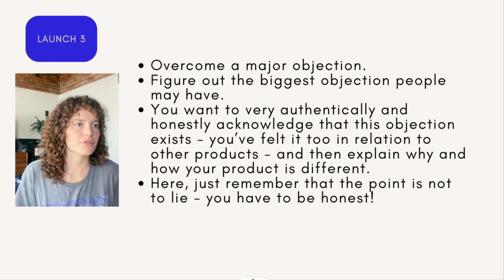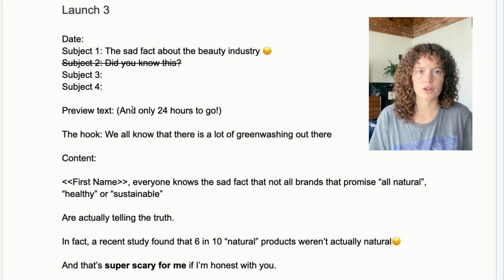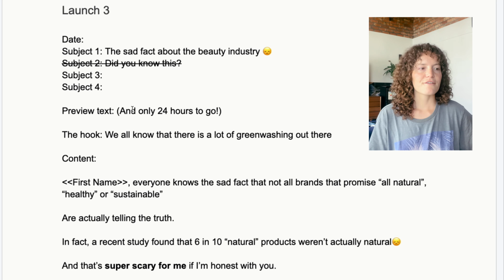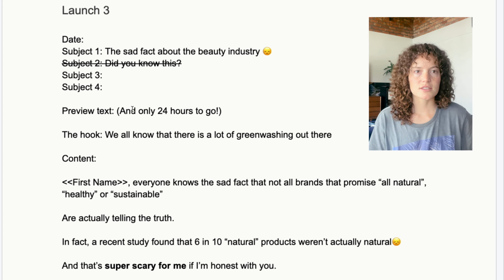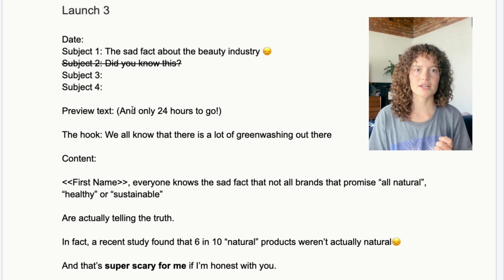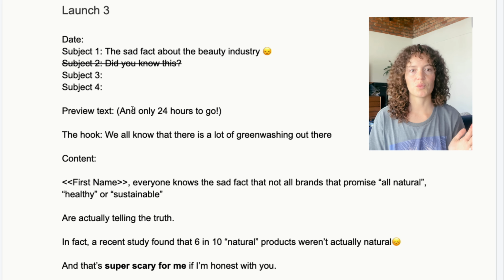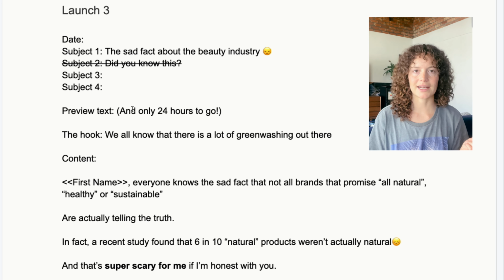So let's have a look at what this could look like. So here I just want to show you how I have come up with an objection. So I figured that the biggest problem when it comes to skincare and trusting natural skincare products is that the beauty industry is rife with greenwashing and false claims.